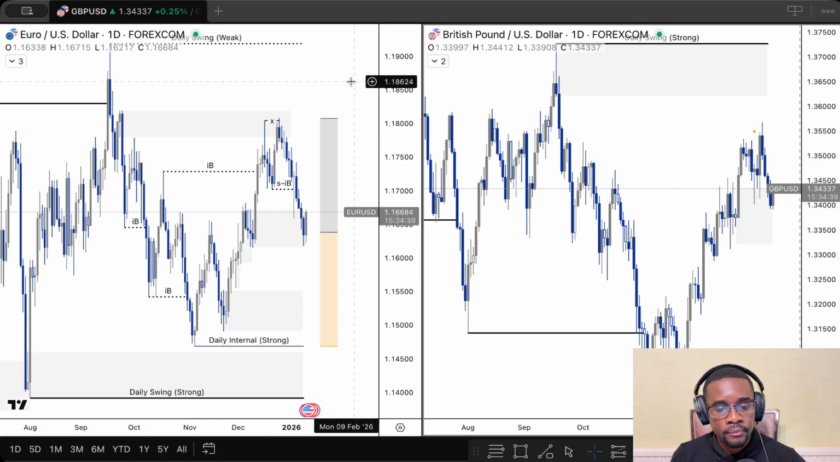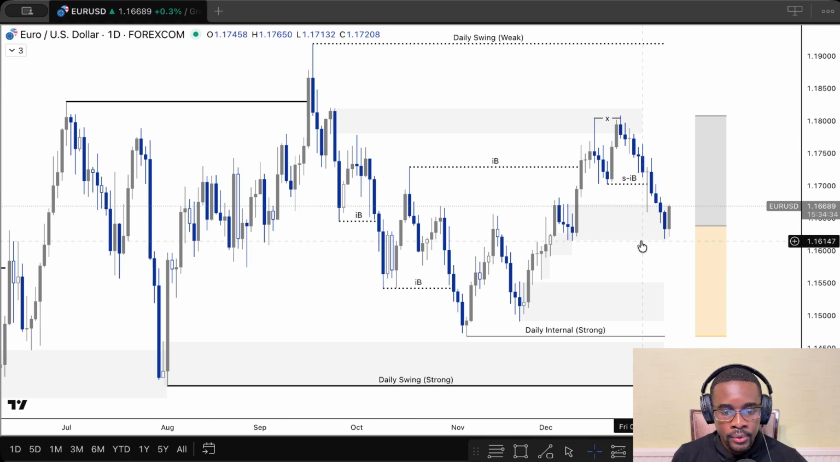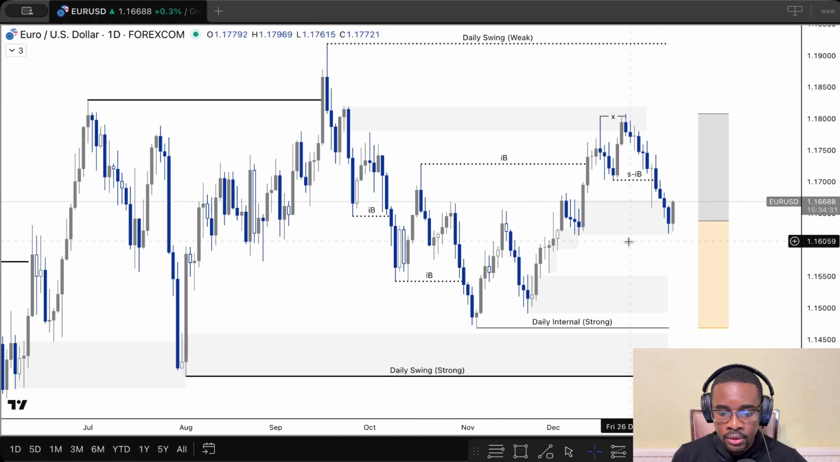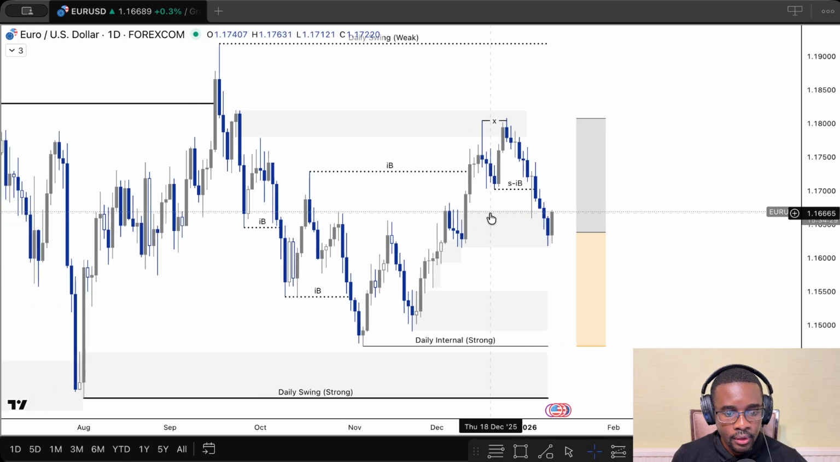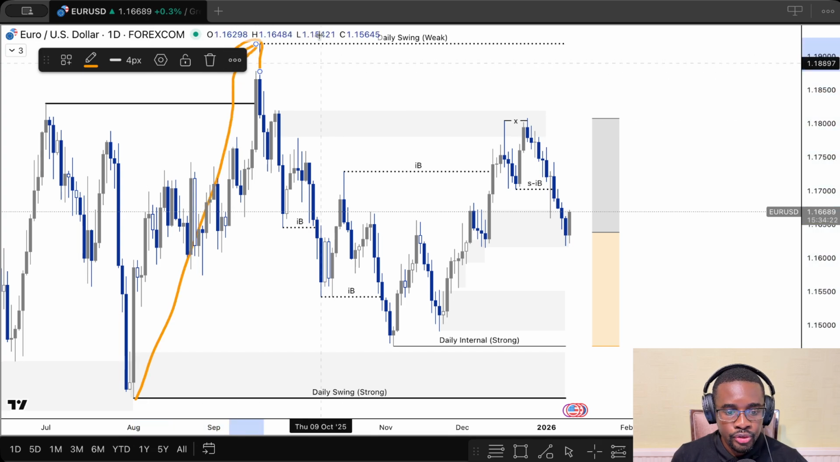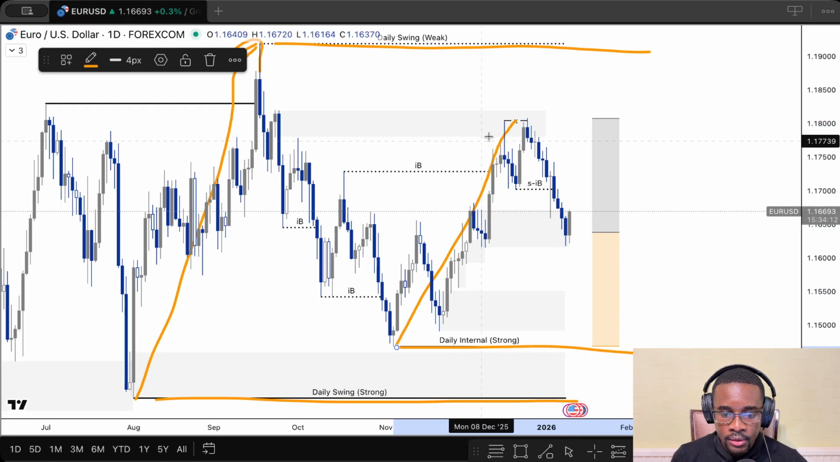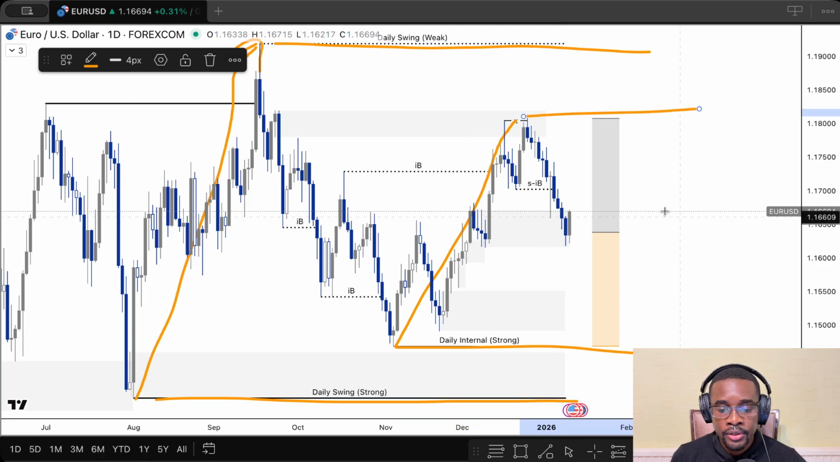Okay. So with that in mind, let's look at the charts and see what we can come up with. I'll start with the Euro USD. As always, start on the daily. So the daily swing is bullish. This is our swing range. And then the daily internal is bullish as well. This is our internal range. And then our sub-internal at the moment is bearish.